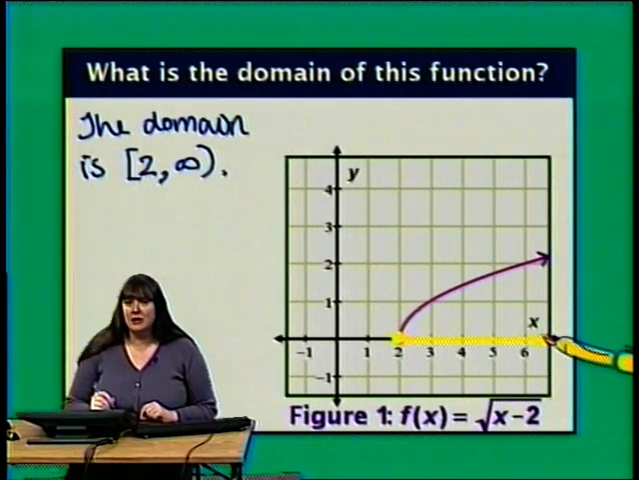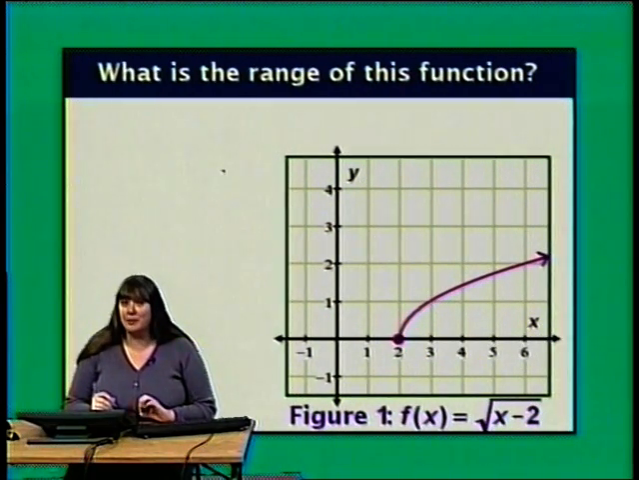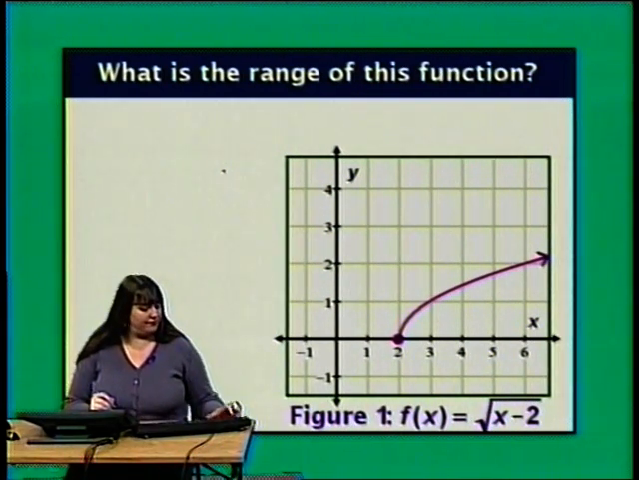This makes sense. When we replace x with a value of 2, we get the square root of 2 minus 2, which is 0. And if we replace x with a value greater than 2, when we subtract 2, we're going to get a positive number, and we take the square root of a positive number, we get a positive real number back. What about the range of this function? Well, now I'm looking for second coordinates. So in this case, I'm looking for y coordinates.